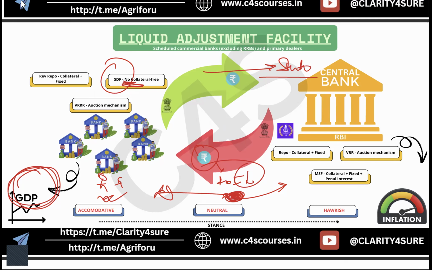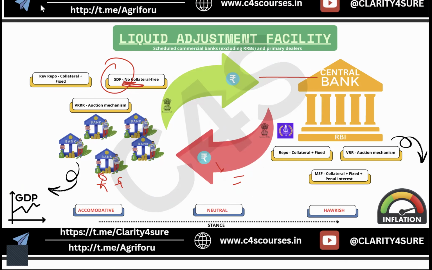And how should this money be taken out of the system? How can this money be taken out of the system, right? That we have seen. Now, how this money can be brought into the RBI is through the reverse repo, SDF, and VRR.